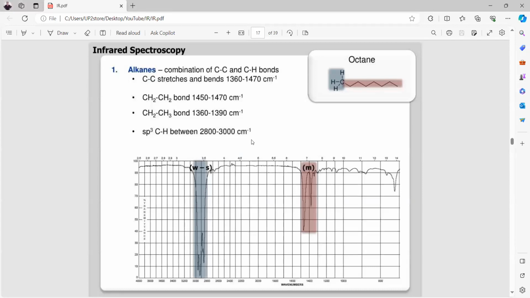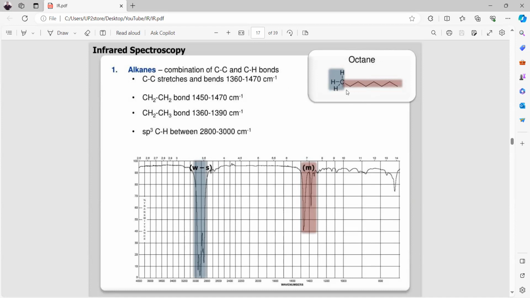Today, we would like to talk about many families in organic chemistry. First of all, the alkanes family, which is a combination of C single bond C and C single bond H bonds. You can see octane, with 8 carbon atoms. C single bond C stretches and bends around 1030, 1160 to 1470 centimeter minus one. When you focus on the structures, you can see many single bonds.